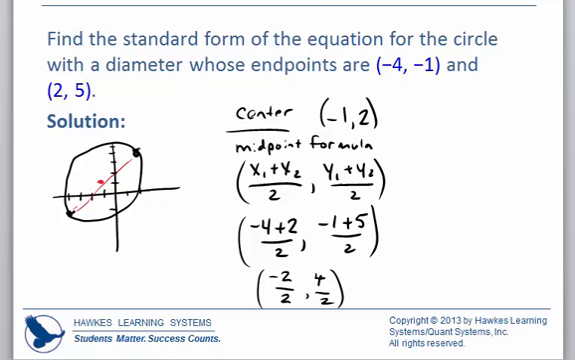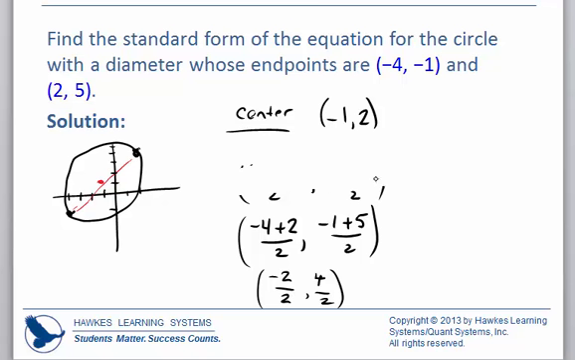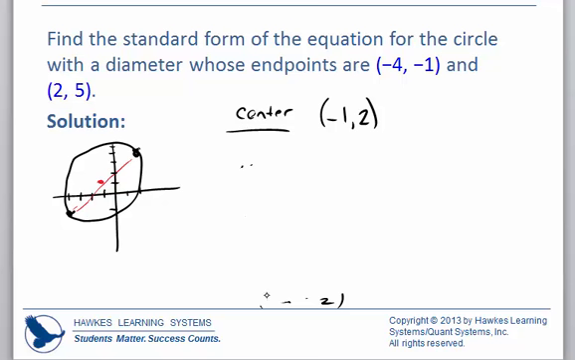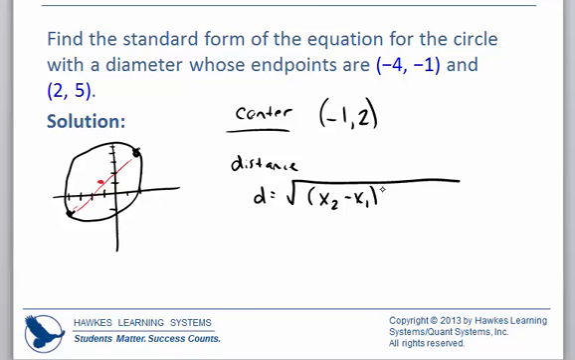Remember that the radius, by definition, is the distance from the center to a point on the outside of the circle. So how could we find that radius? We could use the distance formula. Remember that the formula says that we'll take the square root of (x2 - x1)² + (y2 - y1)². And this is going to find for us the r value, or the radius of that circle.